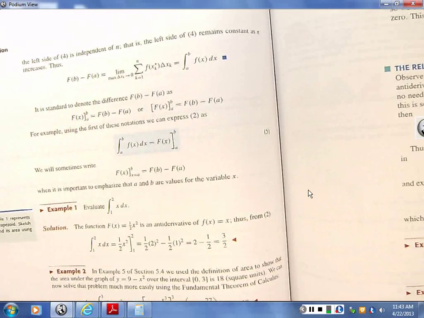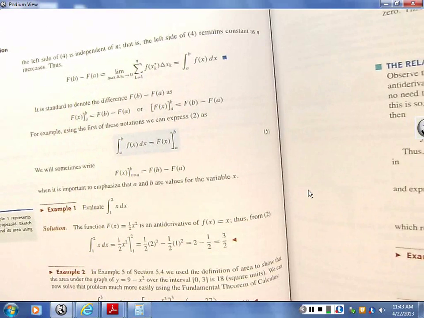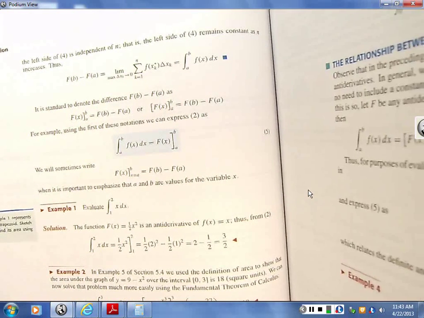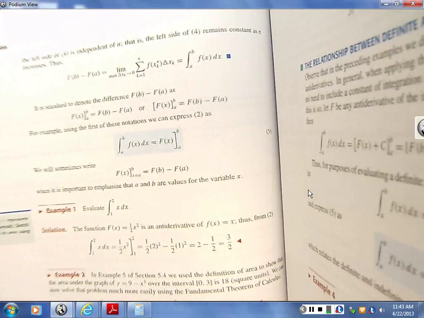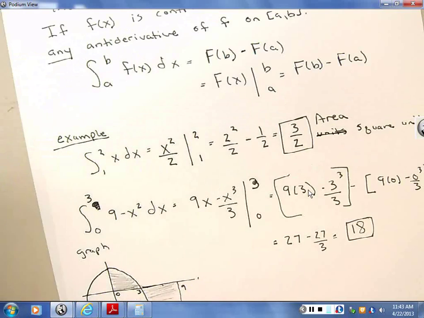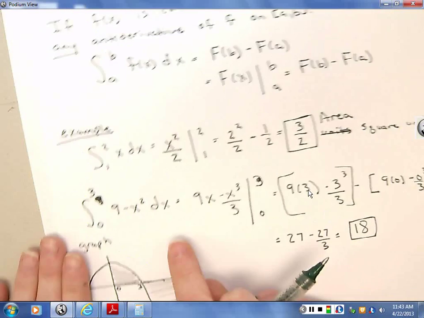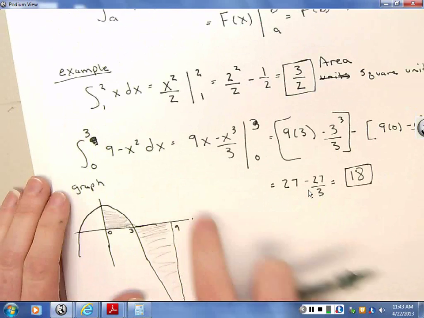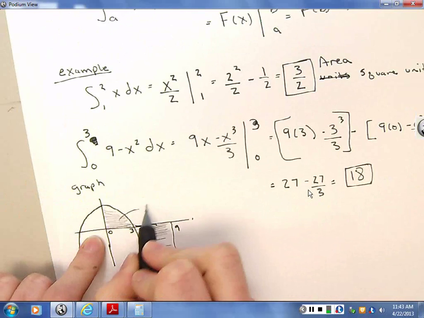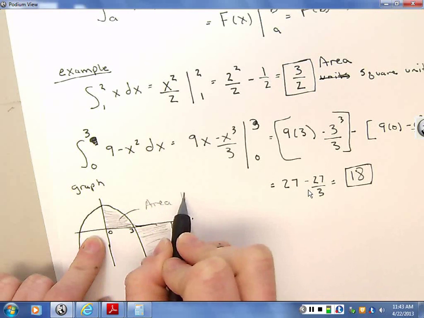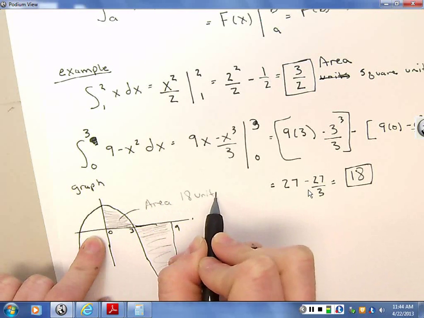You can go through the proof, and there's some online. It would take about 30 minutes to sit down and watch it to get it. We don't have the time in class to go into that much detail. So someone asked, what does this mean? This means the area underneath this curve from 0 to 3 is 18 units squared.